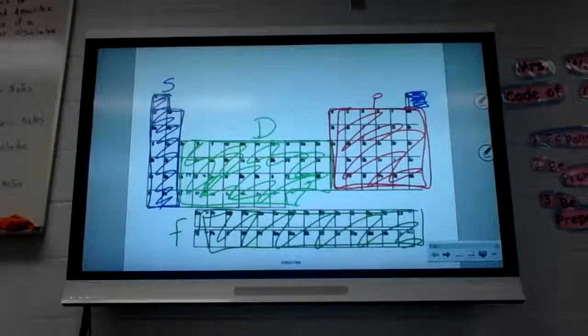So you know the S symbol? That's good. That's a little piece.